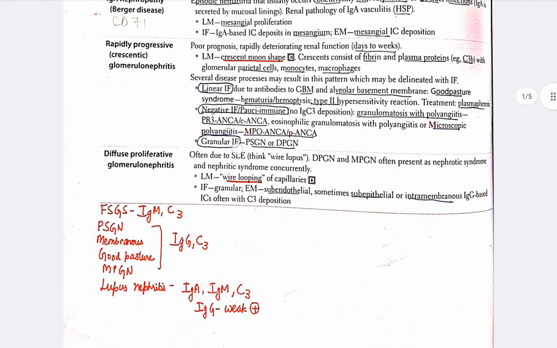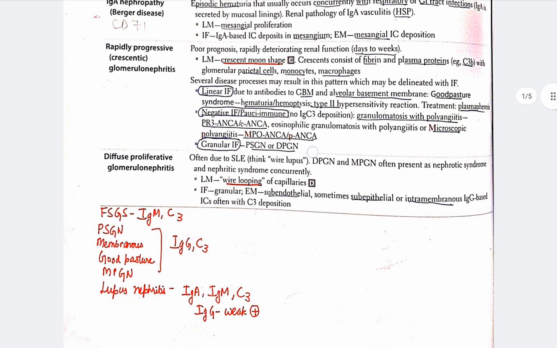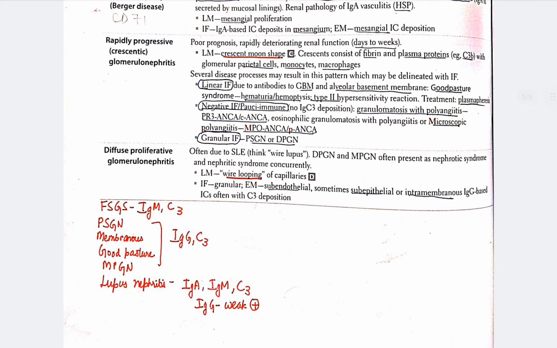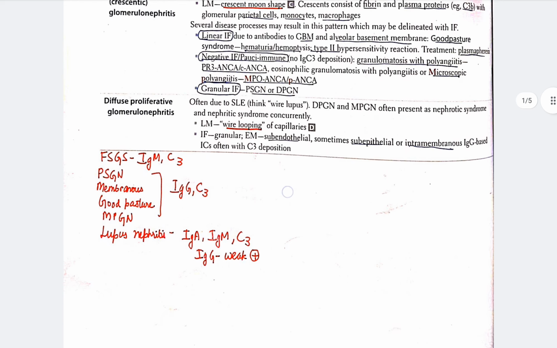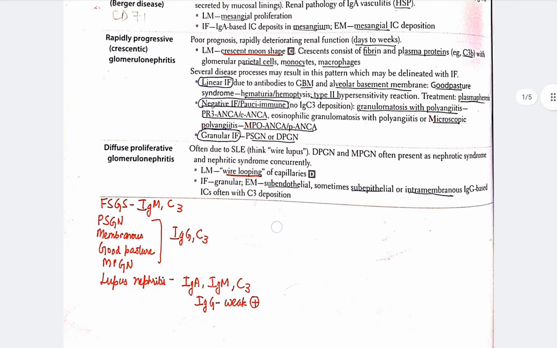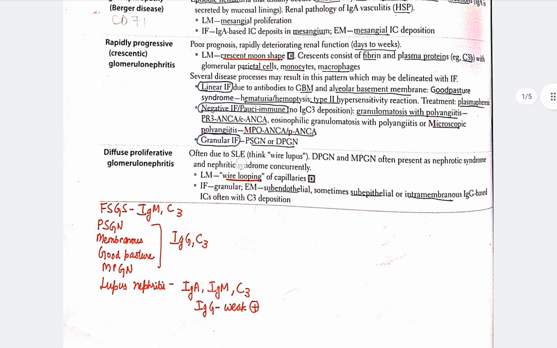Then granular is due to PSGN or DPGN, in which immune complexes were there. Then negative or pauci-immune in Wegener's, Churg-Strauss, and microscopic polyangiitis. Then we have diffuse proliferative. Diffuse proliferation, think of SLE.